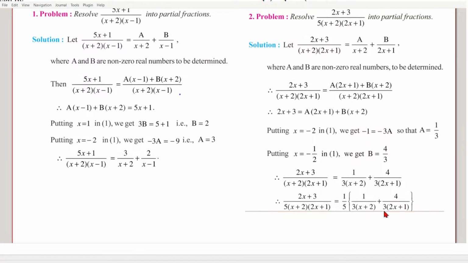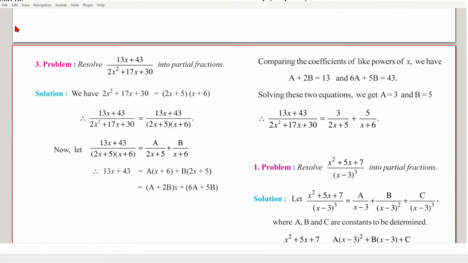Now, this integration is pretty straightforward, right? 1 by 3 ln x plus 2 and 4 by 3 ln 2x plus 1, whatever.